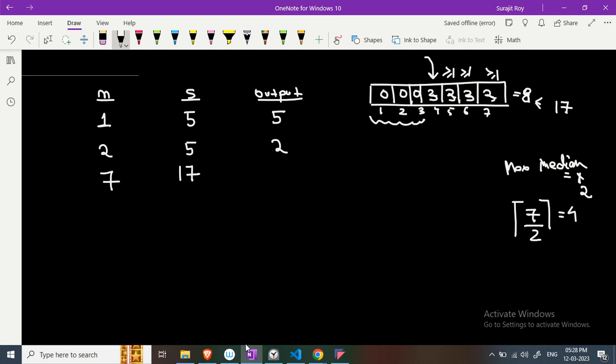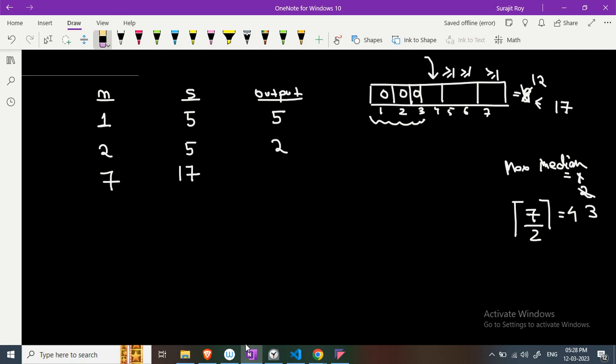Now I am making it 3. 3 into 4 is 12. Is 12 less than equal to 17? Yes. So 3 can be our median. And how will we make it 17? By adding 1 to each element. So if we add 1 to each element, it will become 4, 4, 4, and 4 3s are 12, 12 plus 3, 15, 15 plus 1 is 17. So in this way we can ensure the median is 3.